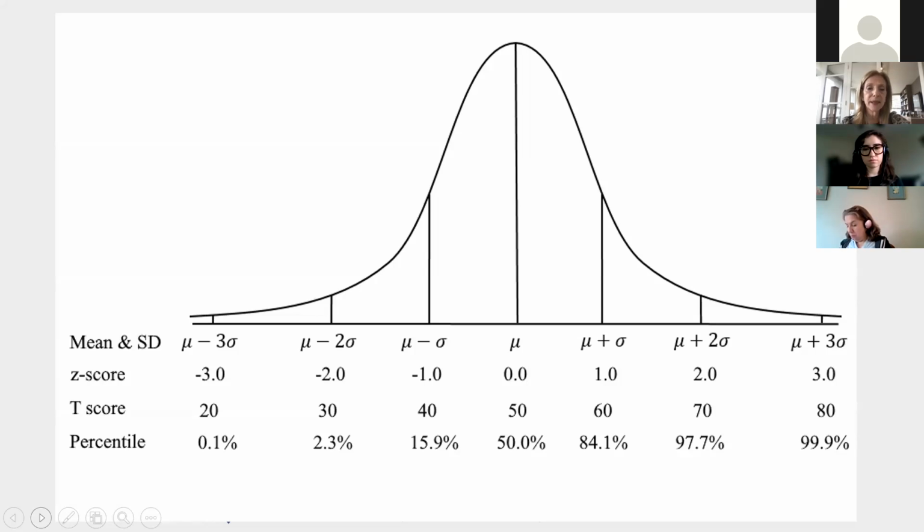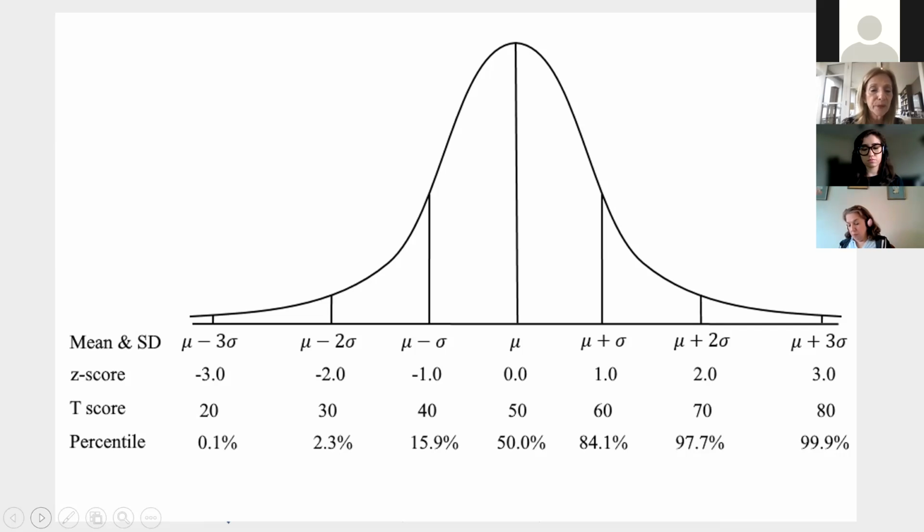The line in the middle is the mean. That means the value around which most people cluster. T-score sets that mean at 50, and then there's a 10-point difference that marks each standard deviation away from the mean. So a T-score of 60 means the child's score is 1 standard deviation above the mean. 40 is a T-score that is 1 standard deviation below the mean, and accordingly, you have the corresponding percentiles.